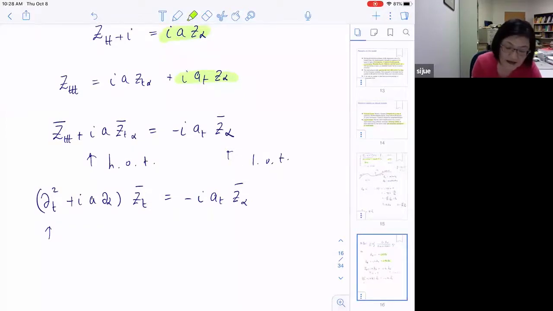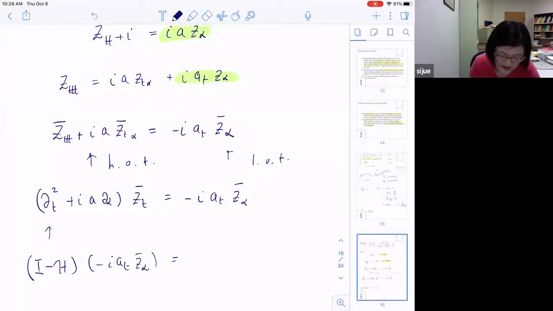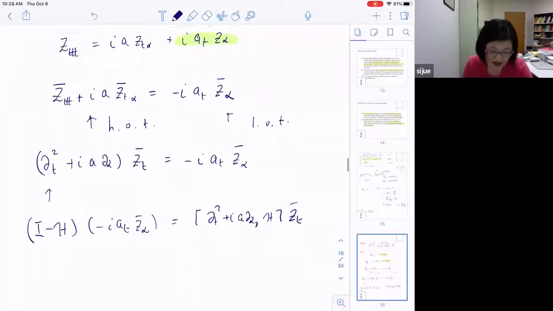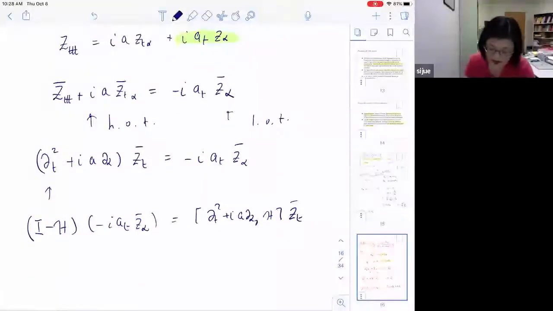Being lower order can be checked by just applying I minus H. Remember, being holomorphic means I minus H acting on this equals 0. So acting I minus H on both sides, you can find a formula for Z_t, and then you will see this is lower order. Then you get a commutator on the left-hand side.